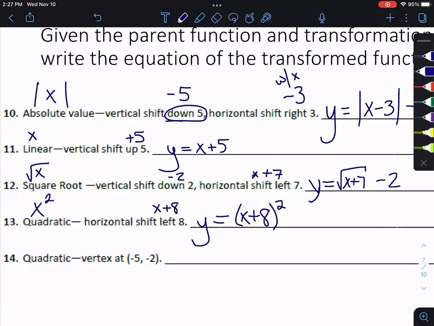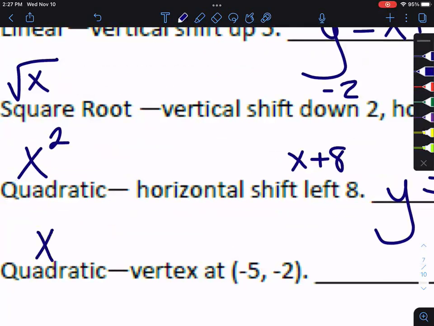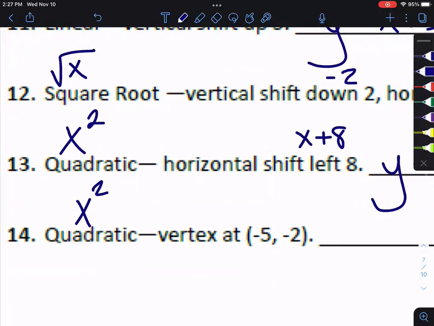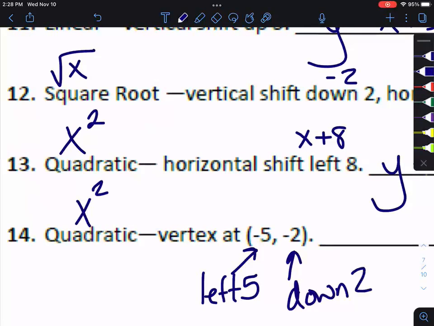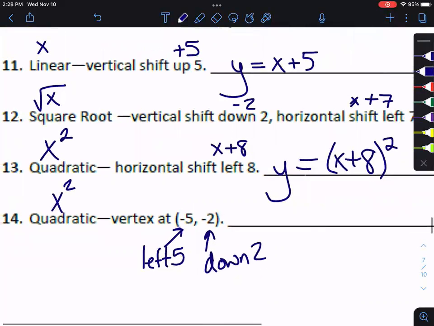The last one here, we want a quadratic. So we're going to have x squared again. And then they tell us that the vertex is at -5, -2. If you remember from algebra 2, the vertex of a quadratic equation was always at 0, 0 unless a transformation was made. In this case, the vertex being at -5, -2 tells me this has been moved left 5, and this tells me it's been moved down 2. So my transformations here are going to be left 5 and down 2.